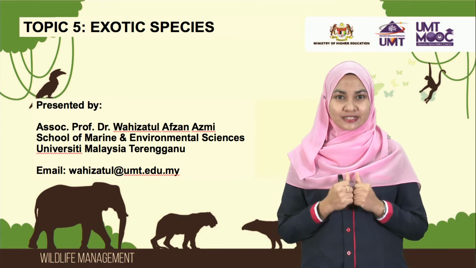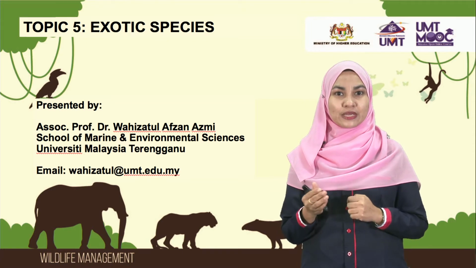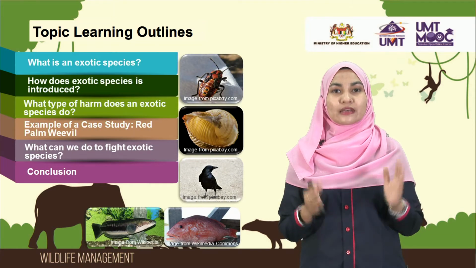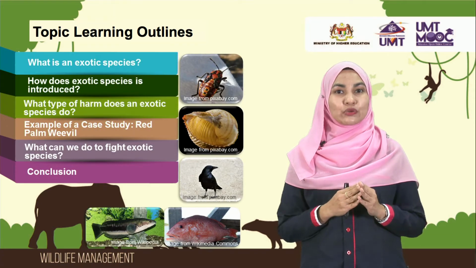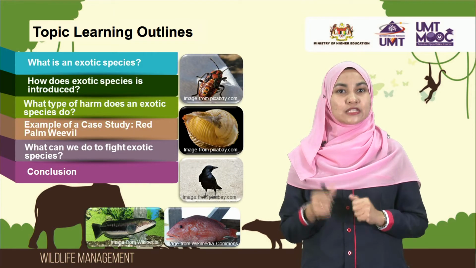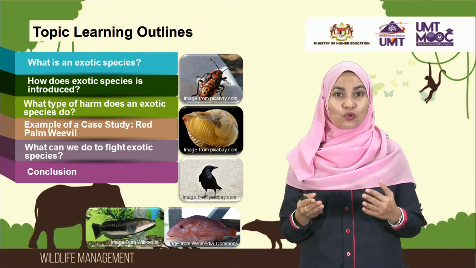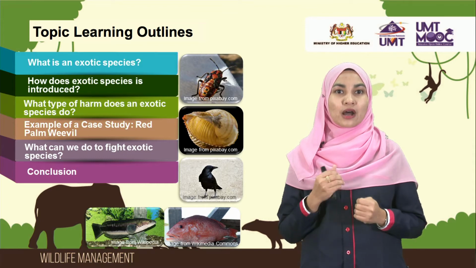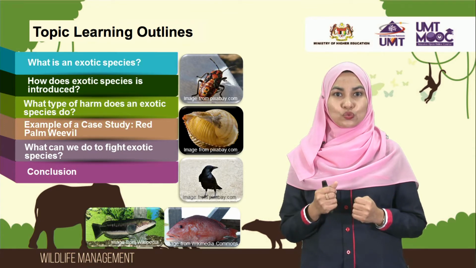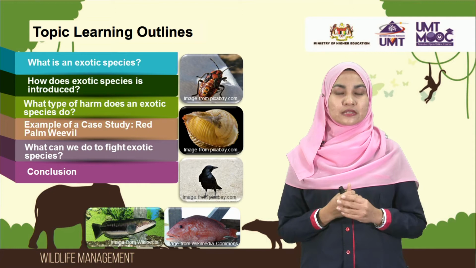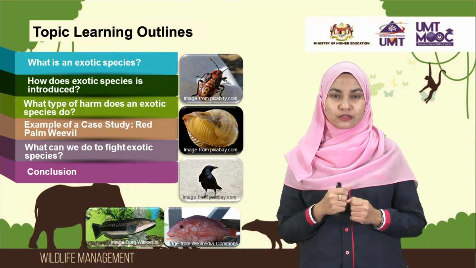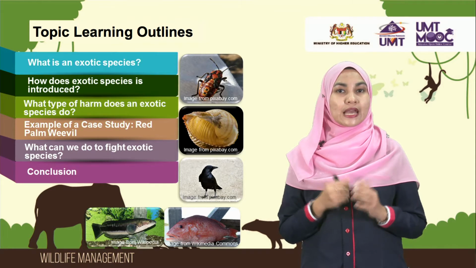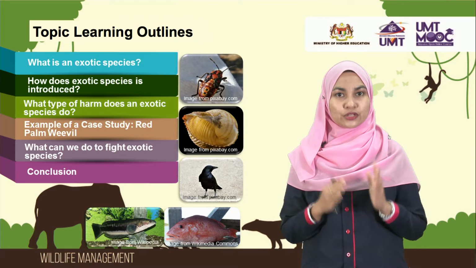Now it is my turn to give the next lecture topic, which is exotic species. So the outline of this topic will include what is an exotic species, how exotic species are introduced, what type of harm an exotic species does, an example of a case study about the red palm weevil, what we can do to fight exotic species, and last but not least, the conclusion of this topic.